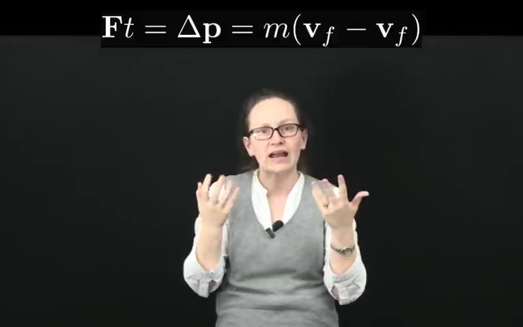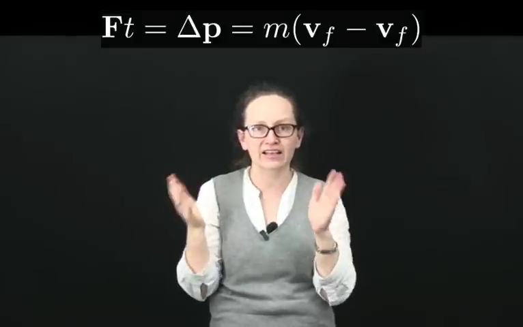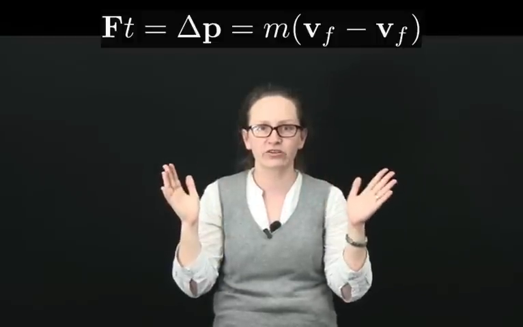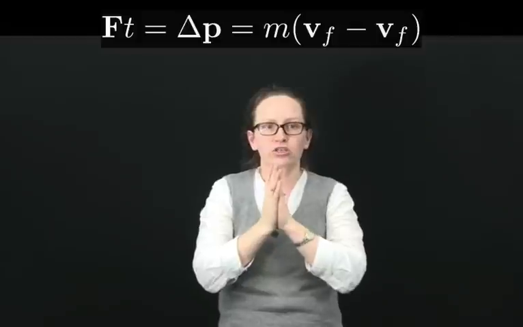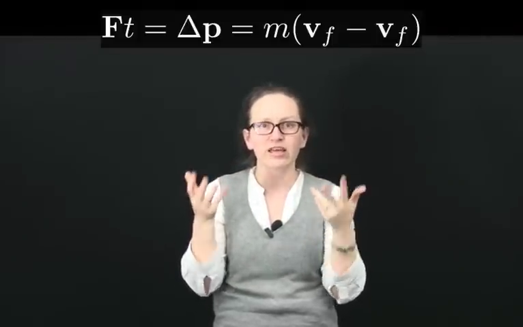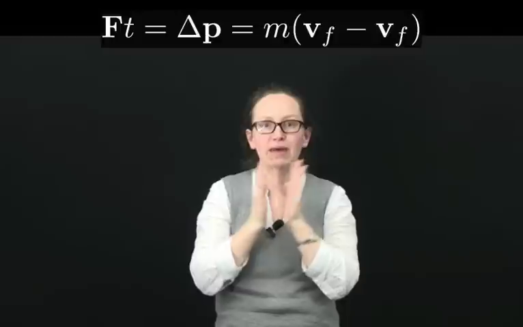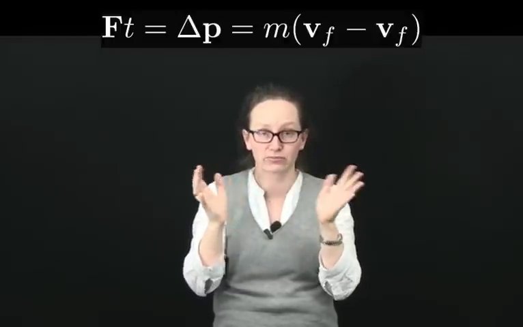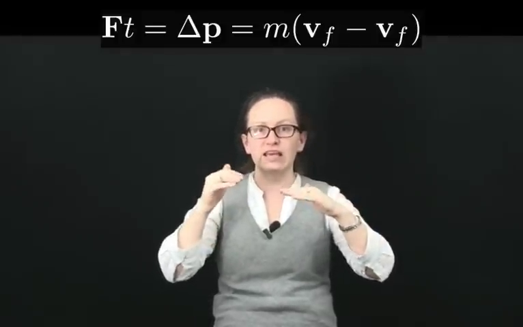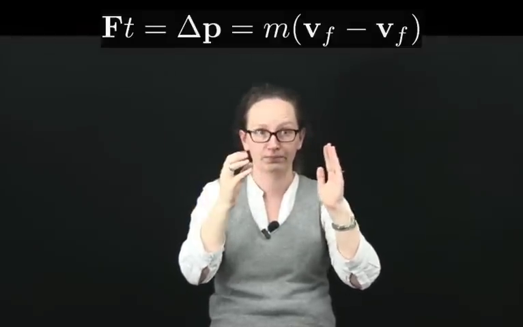So in a crash, we want to decrease the force felt by the passengers. It's the force acting on the passengers that does all the damage in a crash. If there's no force acting on you, then there's no way that you can be hurt. So what car designers try to do is decrease that maximum force acting on the passengers. The impulse momentum relationship tells us how we can go about doing that. If we want to decrease the force on the passengers, then we need to increase the time over which the passengers come to a stop.